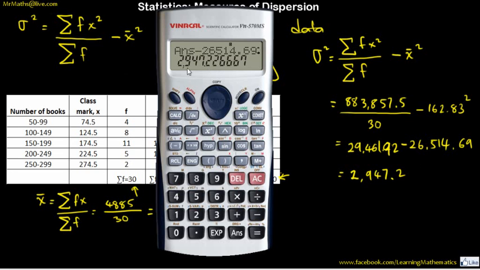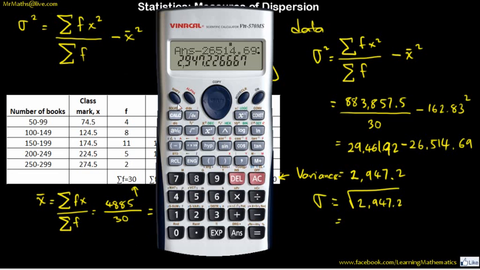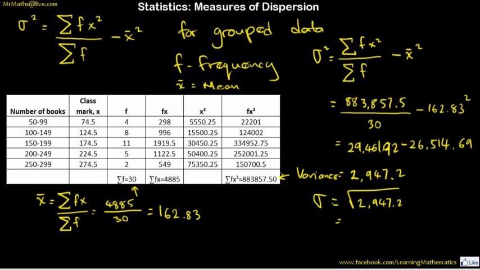2947.2. That is the variance. So what is the standard deviation? Standard deviation is the square root of that. Use this value again. There you go, 54.3. It is quite a big standard deviation for this one, 54.3.